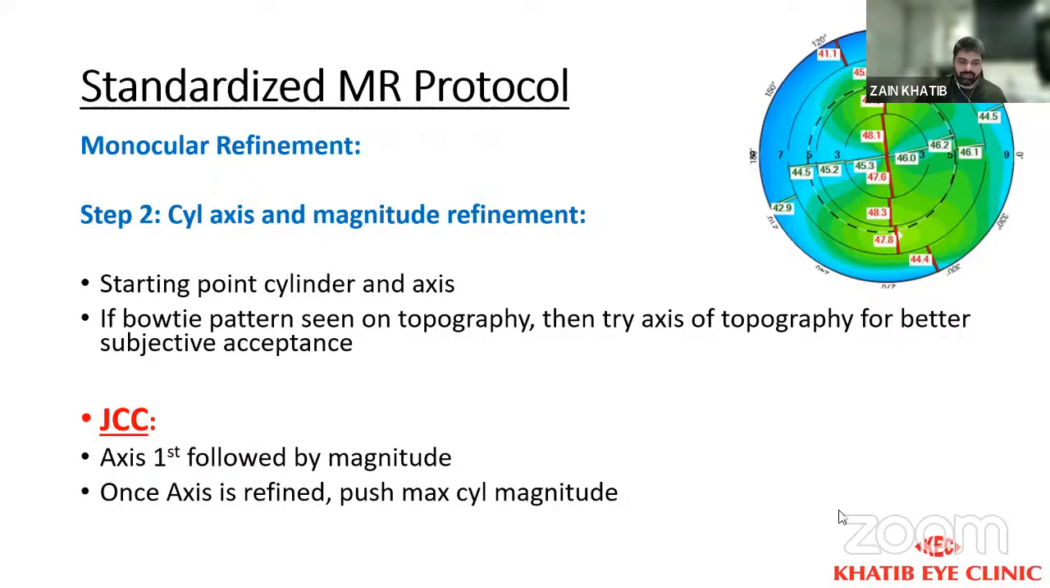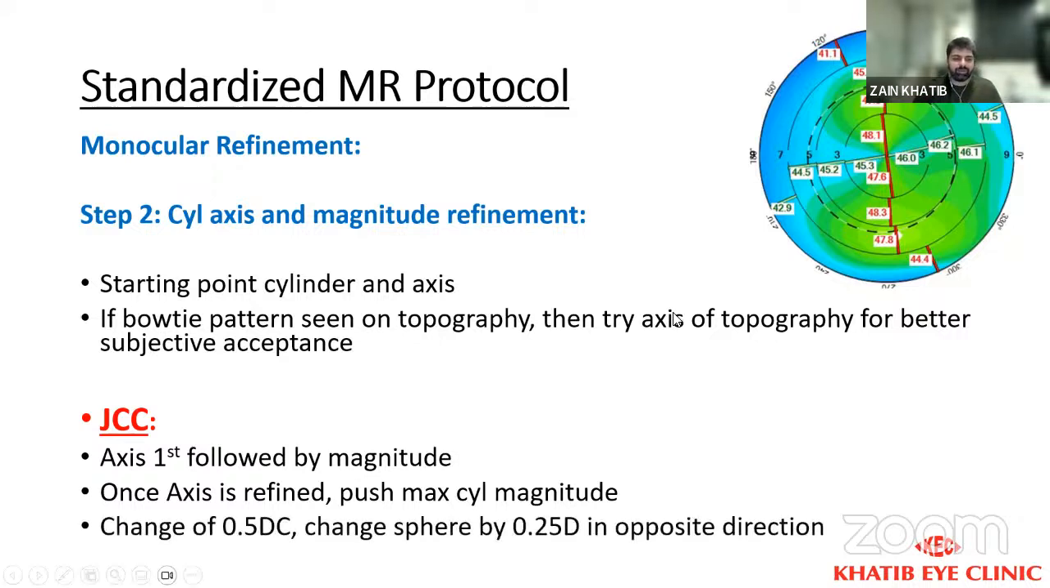And once axis and magnitude are refined, you must remember that you should try to push maximum cylinder magnitude. So if you're using the phoropter, you'll always have the sphere as separate, and cylinder will always be in minus value. So you'll put maximum minus cylinder.